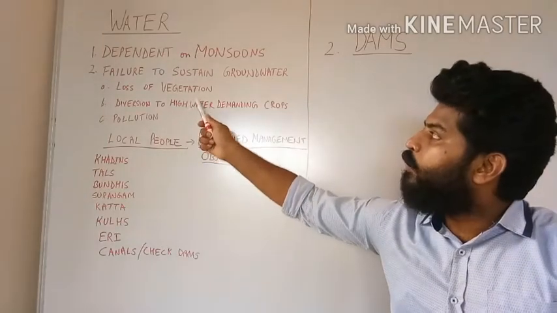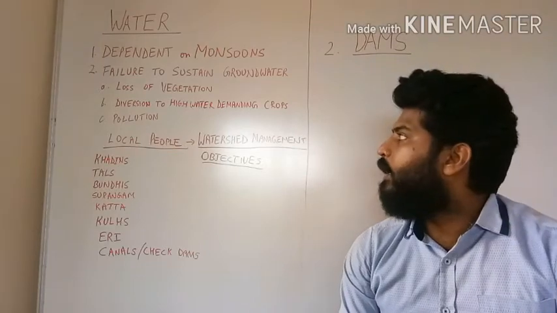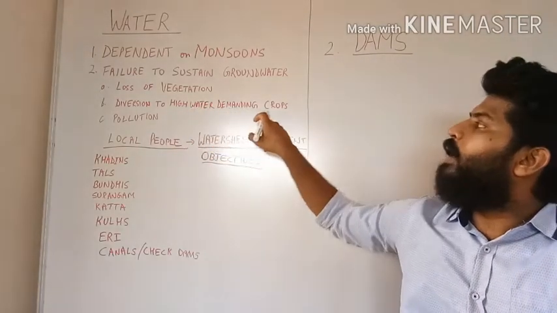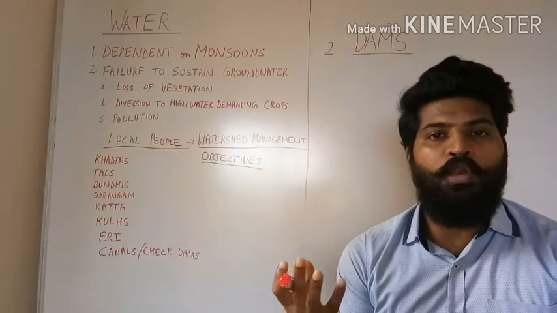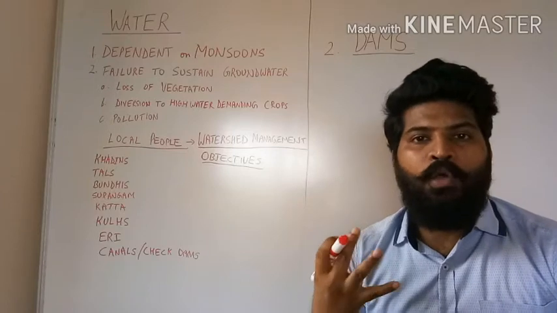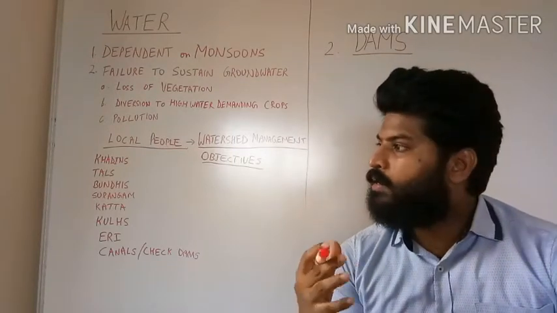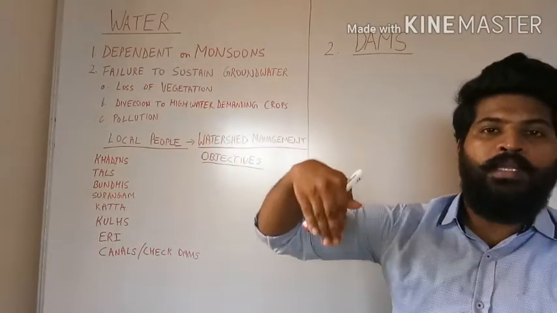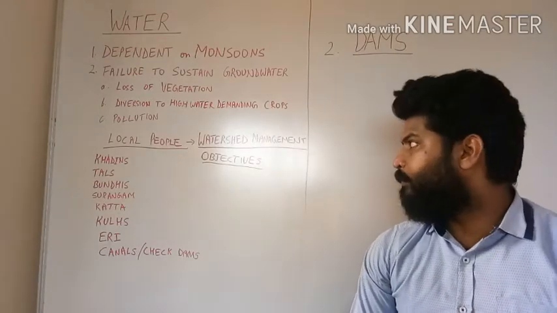Another reason for not being able to hold the groundwater is that most of the water is used for high water demanding crops. For example, sugarcane and rice are all water intensive crops. They require a large amount of water. So most of the water is used for growing these crops. Therefore, during the latter part of the year, there could be acute shortage of water.